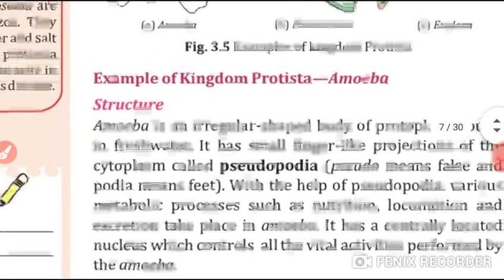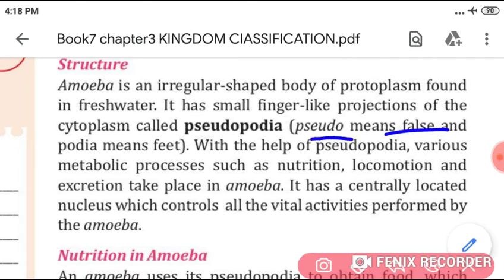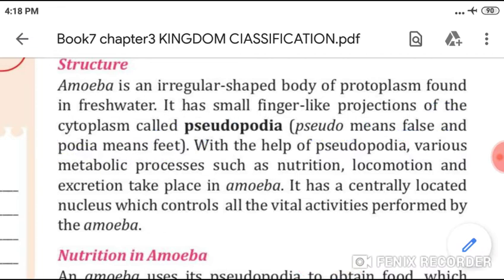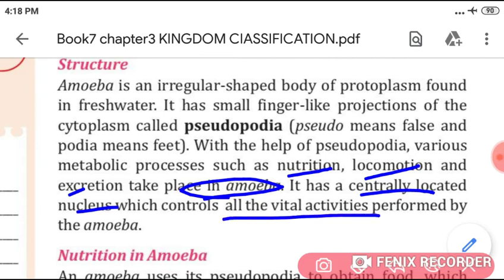What is its structure? Students, amoeba is an irregular shaped organism. It has small finger like projections of the cytoplasm called pseudopodia. What is the meaning of this? Pseudo means false and podia means feet, so it has false feet. With the help of these pseudopodia, processes like nutrition, locomotion and excretion take place. It has a centrally located nucleus which controls all the vital activities.